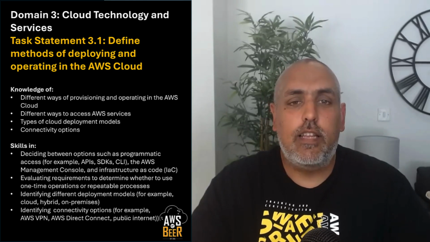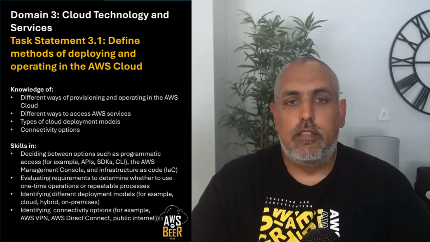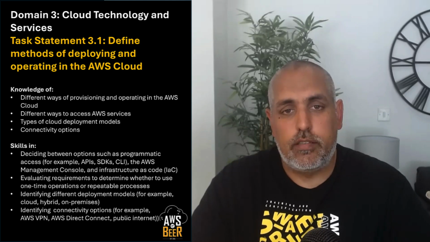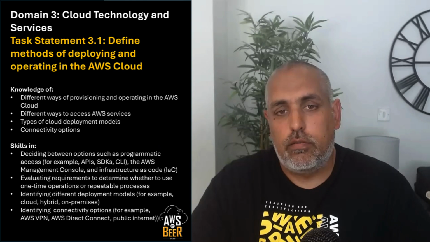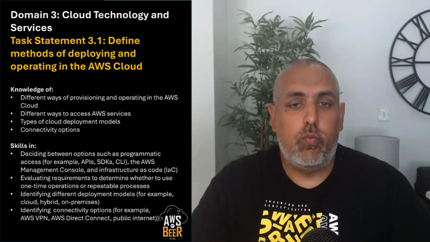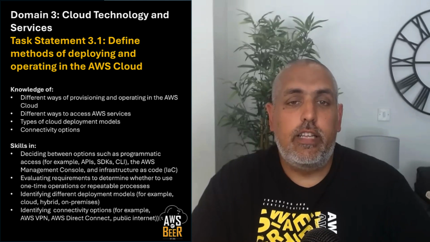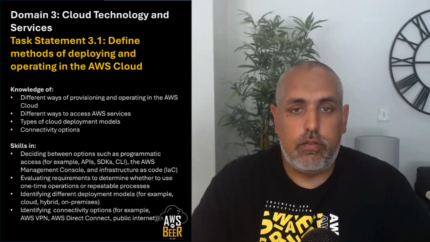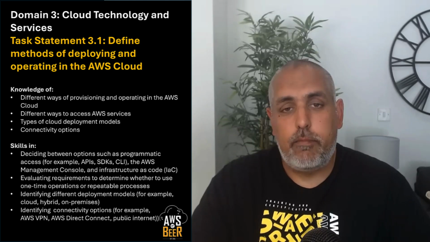So you need to understand the various methods of deploying and operating within AWS. To start, you should be familiar with different ways to provision and manage AWS resources. This includes manual provisioning through the AWS Management Console, where you can directly interact with AWS services via a simple web interface. Additionally, you need to grasp automated provisioning using infrastructure as code, or IaC, tools like AWS CloudFormation, which allows you to define and manage infrastructure with templates.